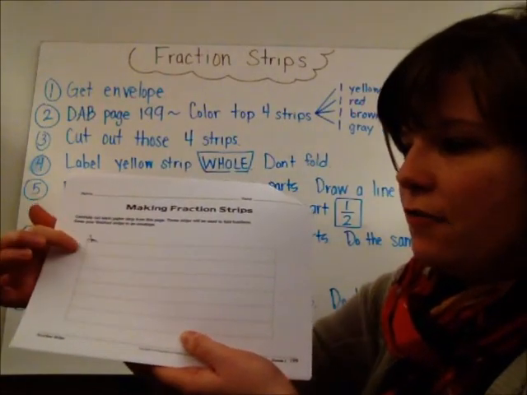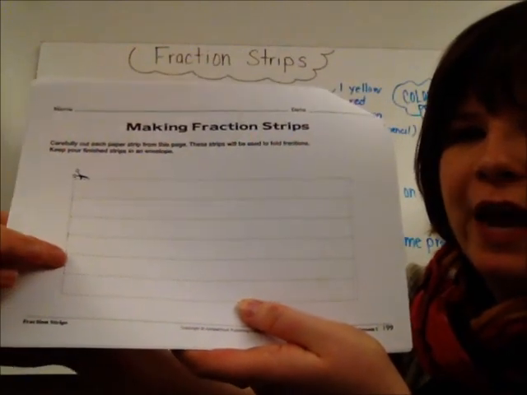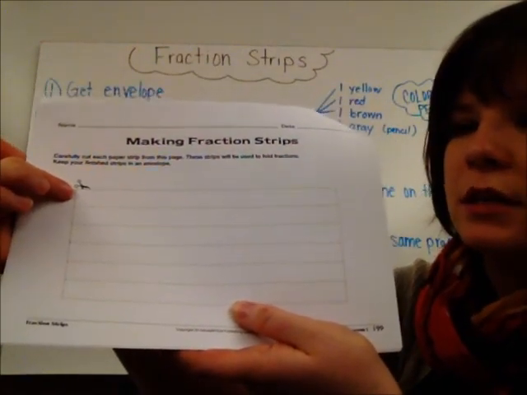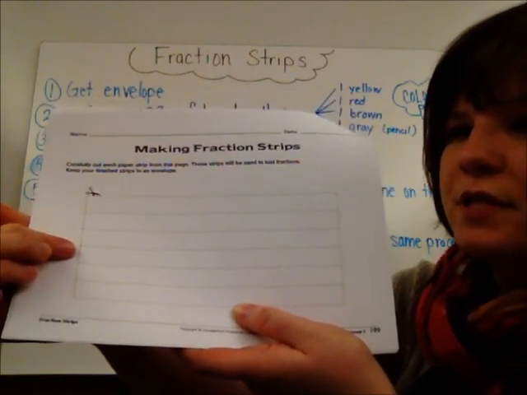Then you're going to carefully cut out. We want to cut out on those dotted lines very carefully. We don't want jagged edges. We want nice straight edges so that we can have equal parts. So you're going to cut out those 4 strips that will be colored.